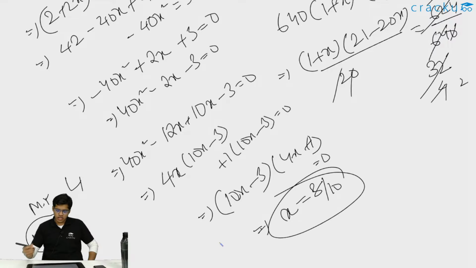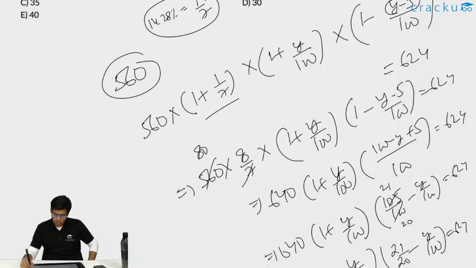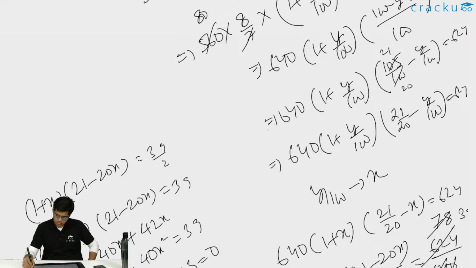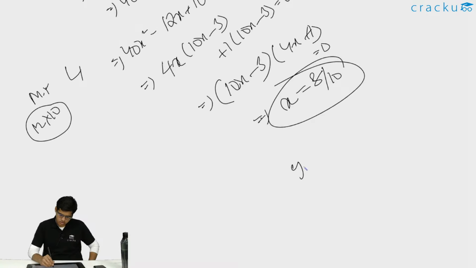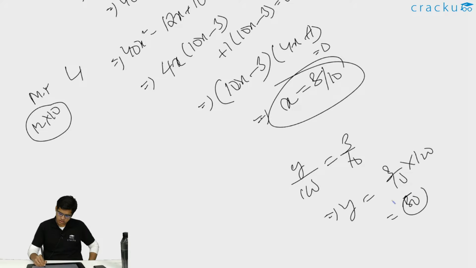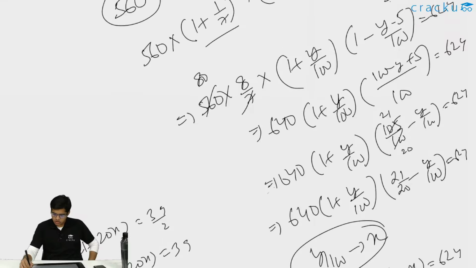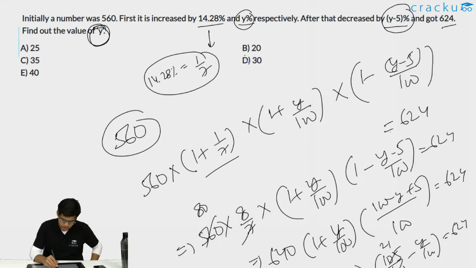Now if x equals 3 by 10, which means y by 100 is 3 by 10, right? Because x is what? y by 100. So y by 100 is 3 by 10. So the value of y will be what? 3 by 10 into 100, which is 30. So the value of y is 30. Option D is the right answer.